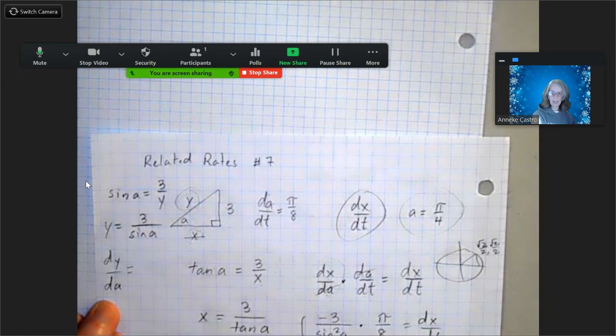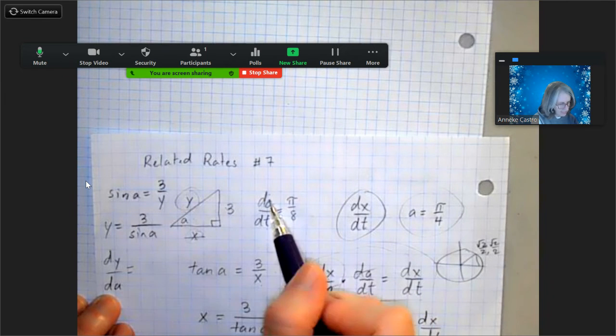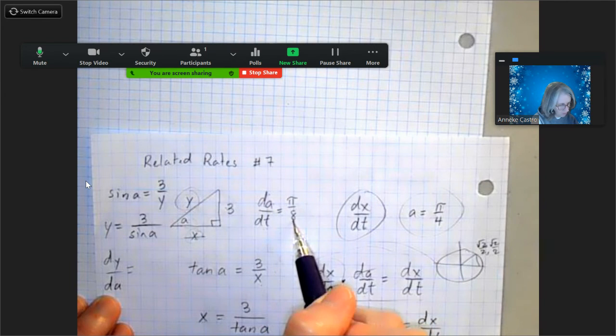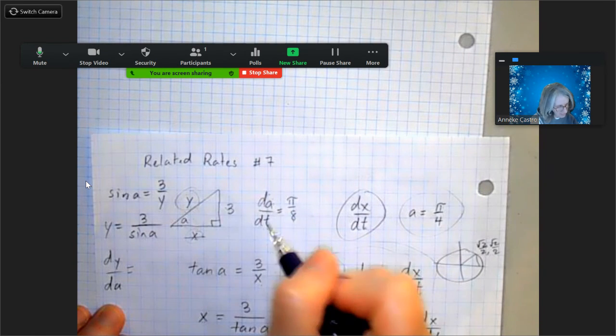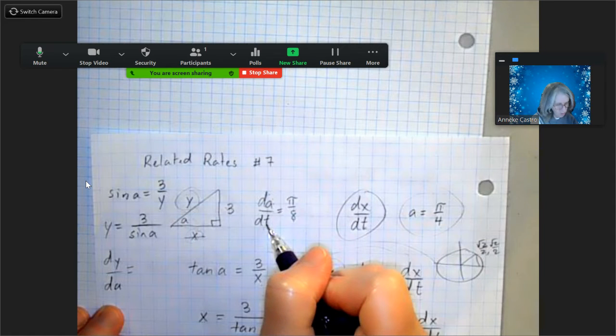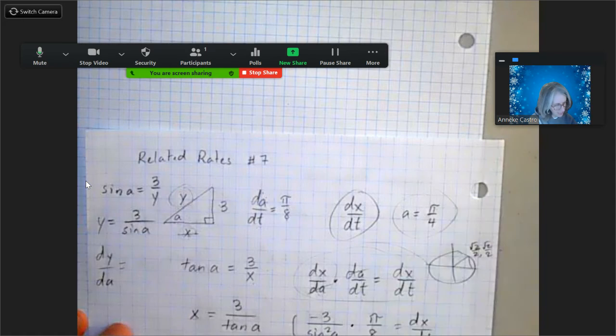But before I do that, let's just see where I'm heading, because remember, I set this up before I started doing all the hard work. So I can find dy dA, and I know dA dt is pi over 8. So once I have dy dA, I can just multiply that by dA dt, and I'll get dy dt. Oh, piece of cake. Okay, so it's not that bad. So I just need to take the derivative of this.